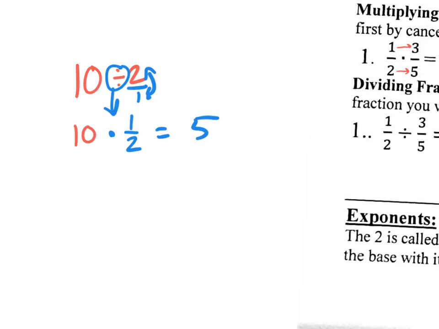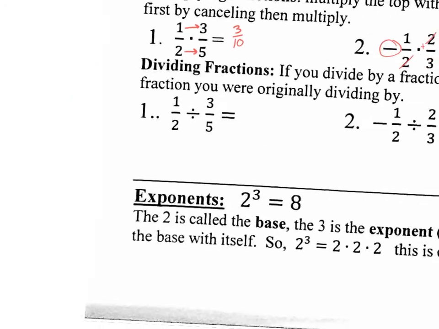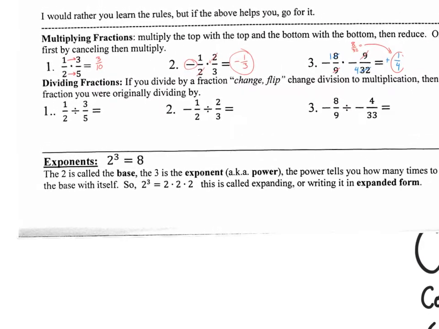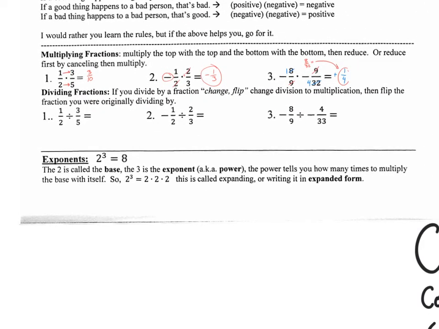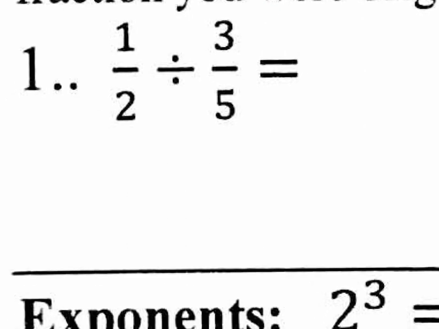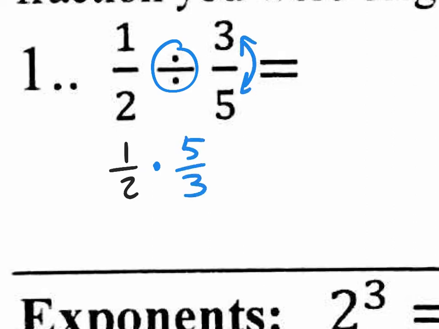Okay, so dividing by a fraction is really the same thing as multiplying by the reciprocal of the second fraction. And that's what it says up there. If you divide by a fraction, change flip. What does that mean? Change the division to multiplication and then flip the second fraction that you were originally dividing by. So right here, do we mess with the first fraction? No, it stays the same. The division does change to multiplication, and what do I do with this guy? I flip it. So it becomes 5 over 3. And then it's your regular multiplication problem.